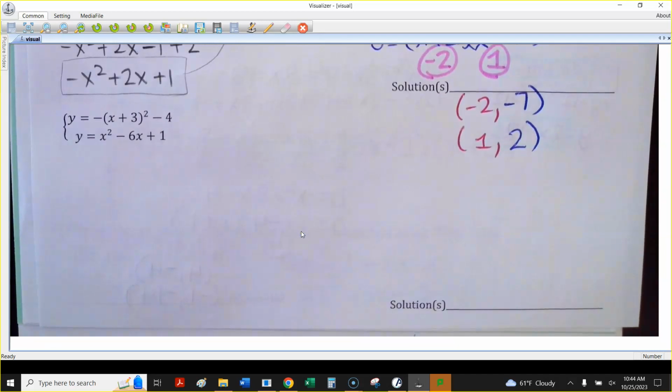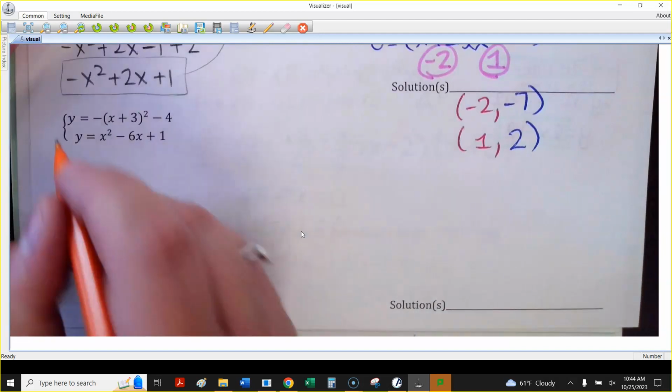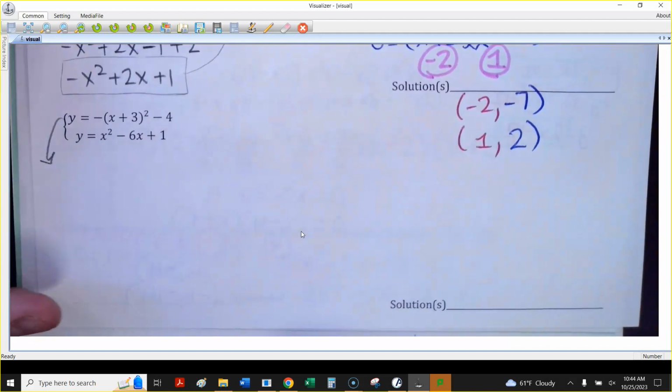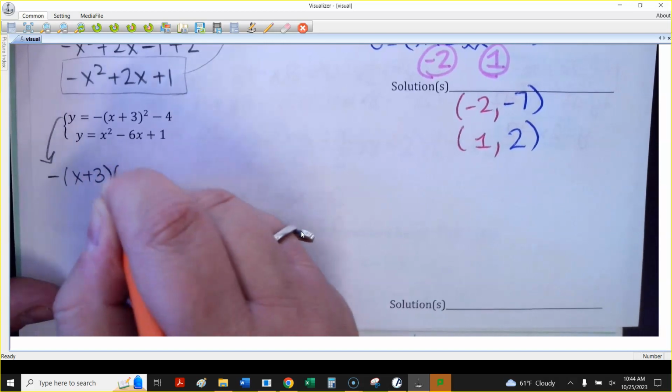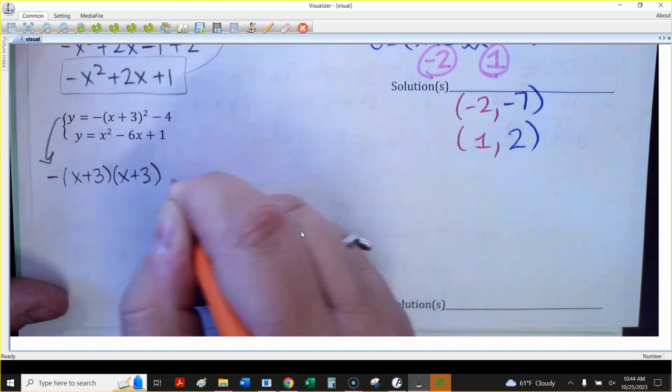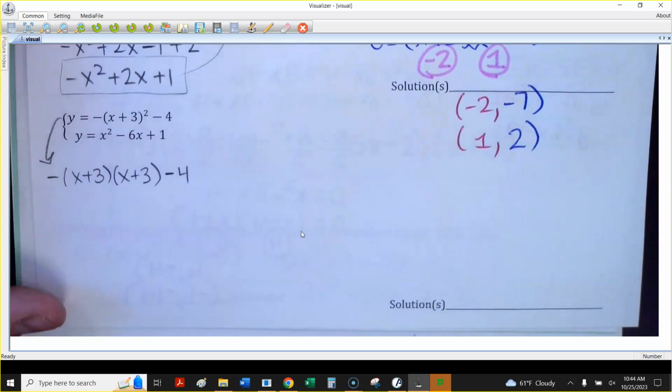Now this last one's a little bit weird. So what I'm going to do, let me just do this to the side here real quick. I'm just going to multiply that first one out and put it in standard form real quick. So we're going to have x plus 3 times x plus 3, and then -4 on the edge here.